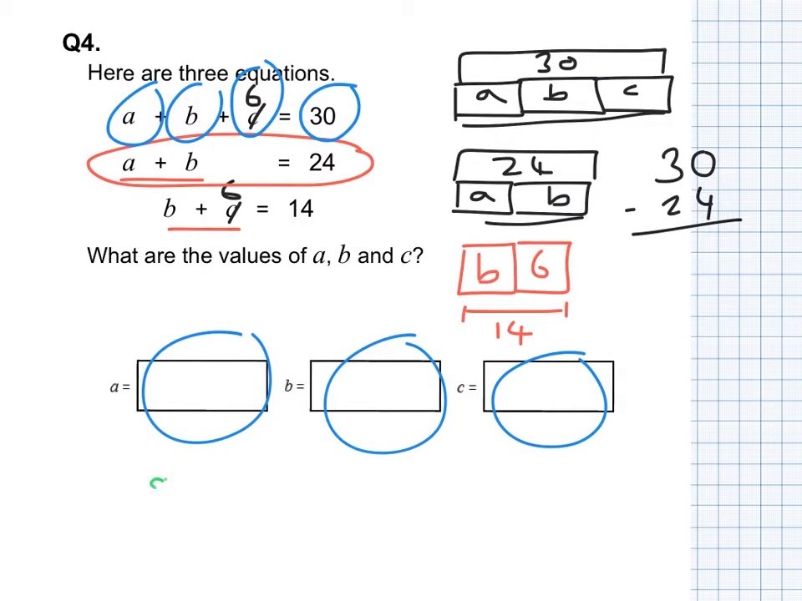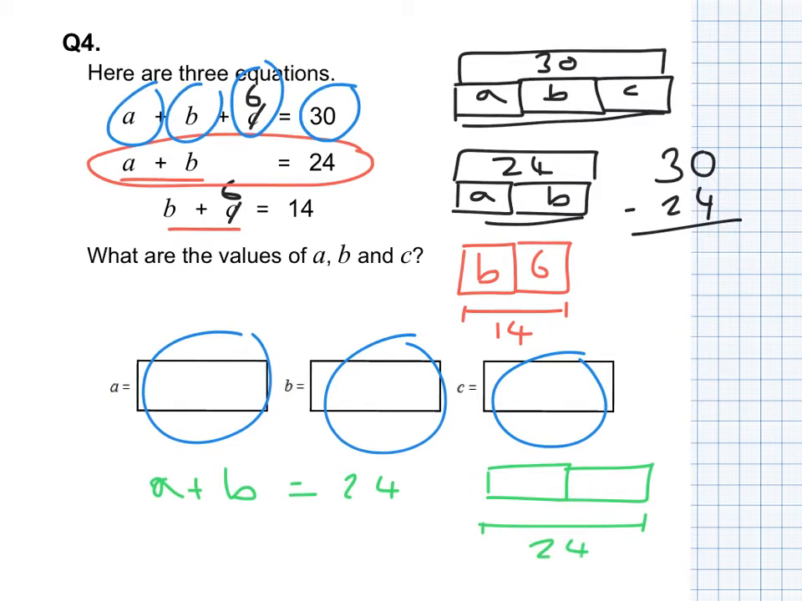So a add b equals 24. A and b make 24. Now we know b is worth 8 from doing this calculation here, because 8 add 6 make 14. So I can swap b for the number 8. So now a add 8 equals 24. So I'm going to do 24 take away 8, which is going to give me 16. So then I think a is 16. So I can check, does 16 add 8 make 24?